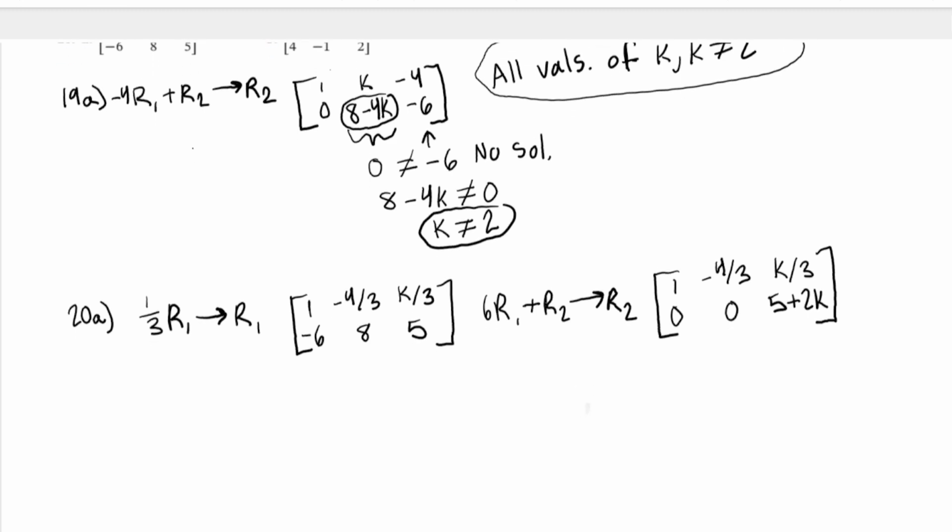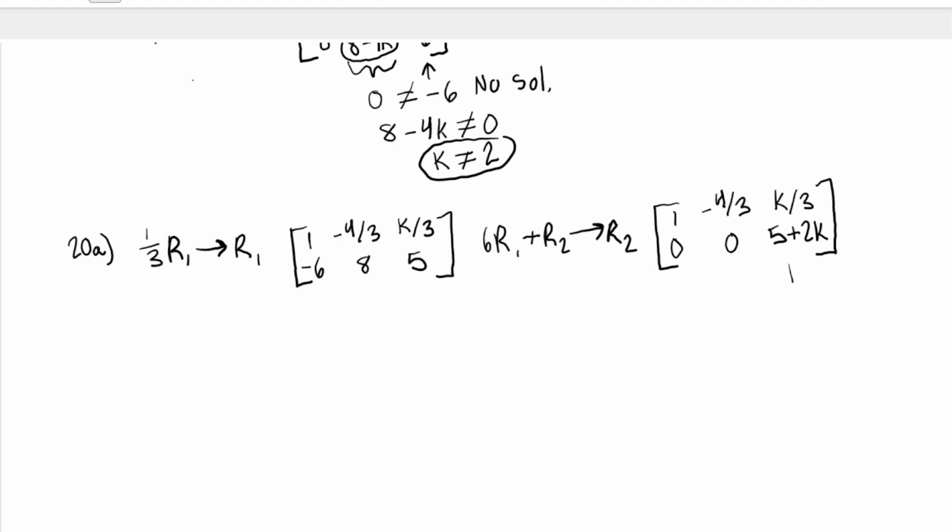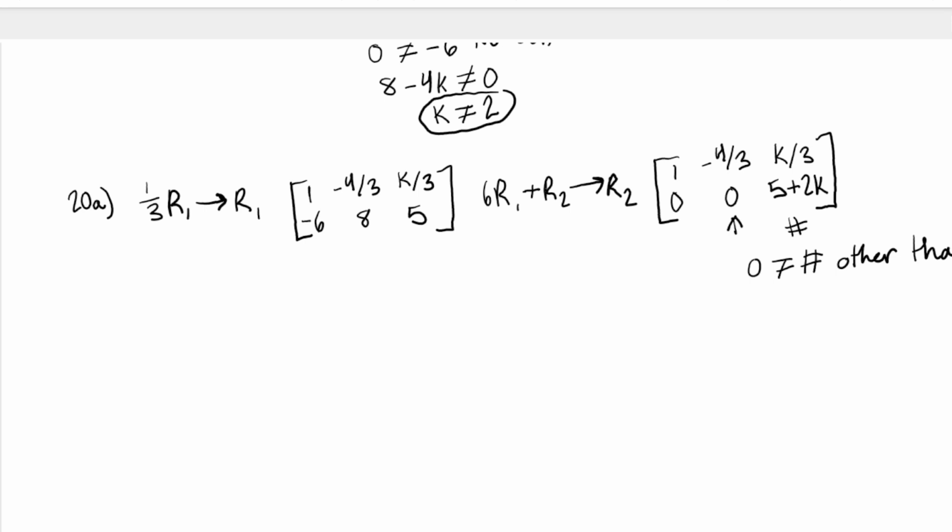Alright, so looking at this again, we have kind of the same scenario as before. We have some number over here, and then we have a 0 right here. So this 0 cannot equal any number other than 0. If that were the case, that would leave us with no solutions and an inconsistent system. So we know that this 5 plus 2k here has to equal 0. So solving for k, we're going to get k equals negative 5 over 2. And that's going to be our solution there for this system.